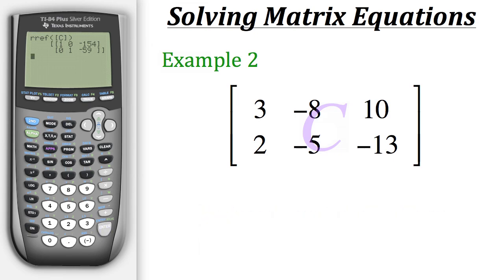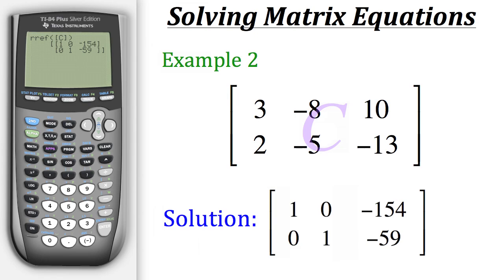Now from this, we could see that we have this matrix as our result. But before we do anything to try to interpret this, we have to remember that this was an augmented matrix. So since our original matrix C that we used was augmented, we have to think of our solution as being augmented as well. Now if you remember, the first column represented the coefficients for our x variable, and the second column represented the coefficients for our y variable. And again, our third column represented the constant values on the other side of the equal sign.